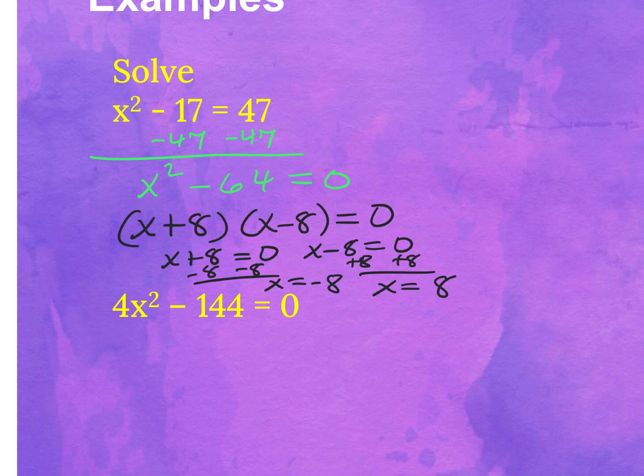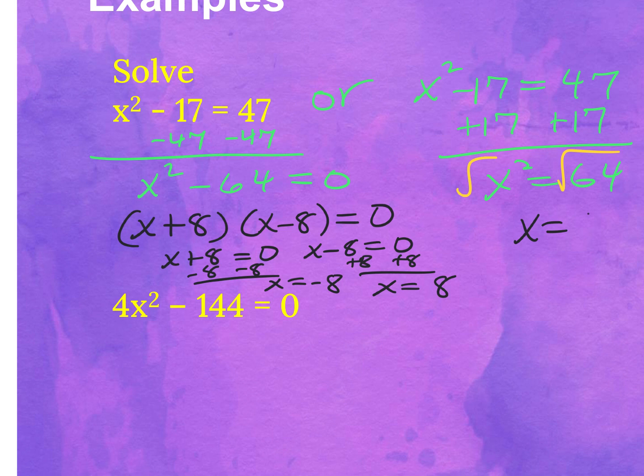Now, if you prefer, instead of moving the 47, you could move the 17. So either way, if you do that, you get x squared equals 64, square root both sides, and then x equals positive and negative 8. Same answer I got when I factored it. So either method is acceptable.